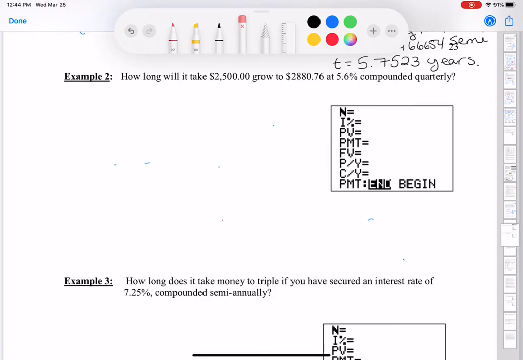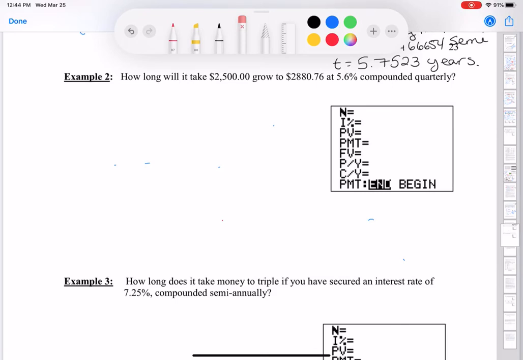So we are back with example 2, and we're still looking at solving for time. And now I'd like to look at some examples from start to finish and how we solve for time using the compound interest formula. So example 2 says, how long will it take $2,500 to grow to $2,880.76 at 5.6% compounded quarterly?